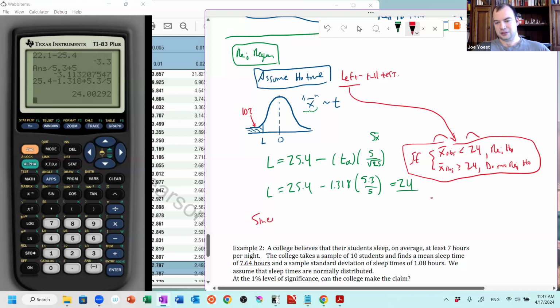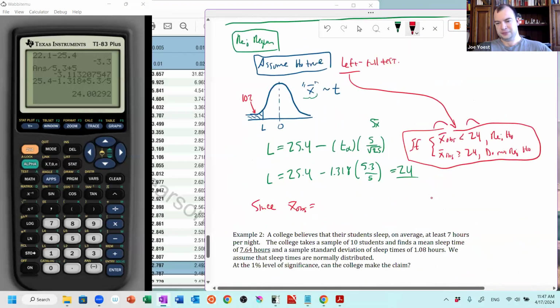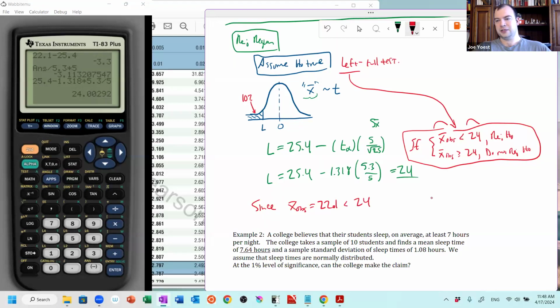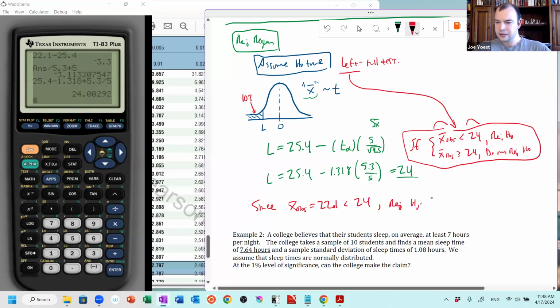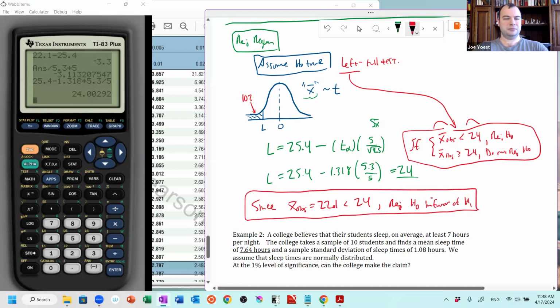And here I could say, since X bar observed of 22 point something, 22.1, is indeed less than 24, I reject H naught in favor of H1, and I can make my claim. I can claim that my city has a lower average commute time to work than the national average.